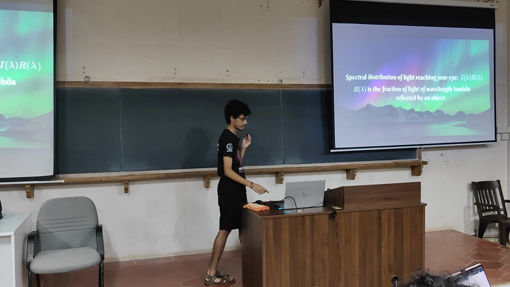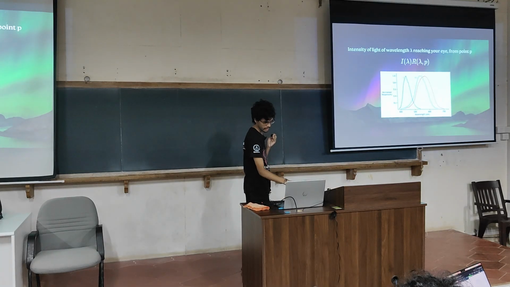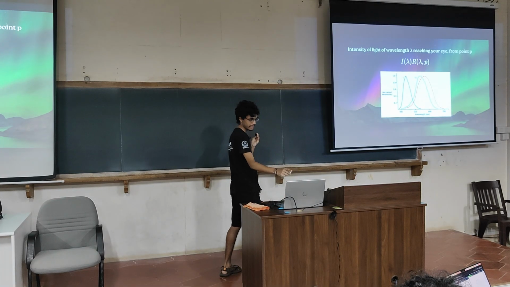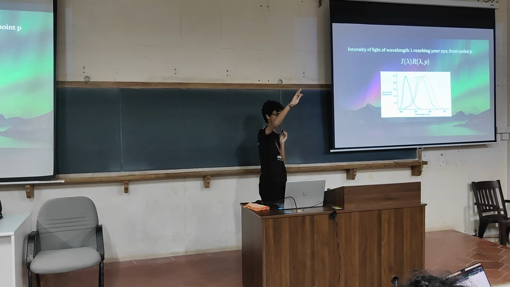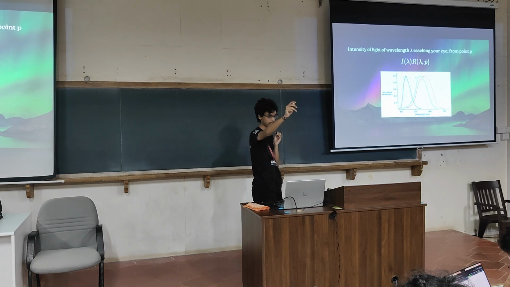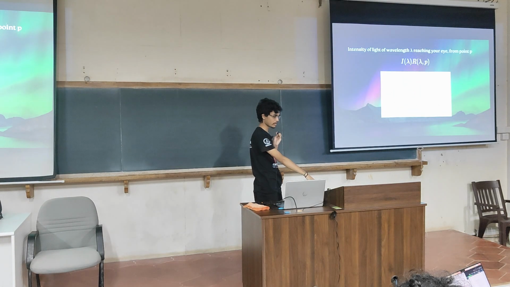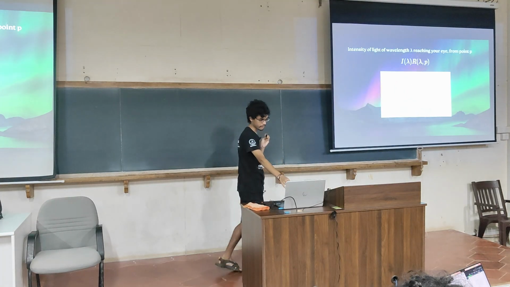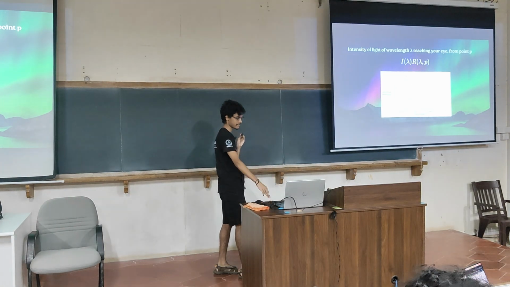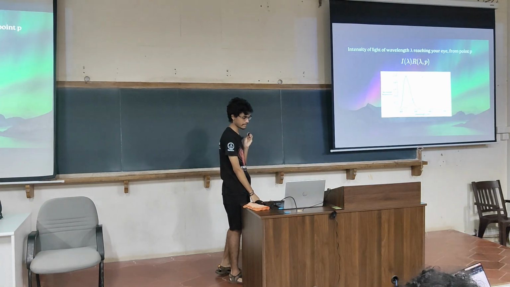And the excitation of the cones depends on the light that's reaching your eye. So we saw that the different light sources have different spectral distributions. I'll denote that by I of lambda, and different objects will reflect different amounts of light at different wavelengths. I'll denote that by R of lambda, and P is just the point in your scene, that's it.